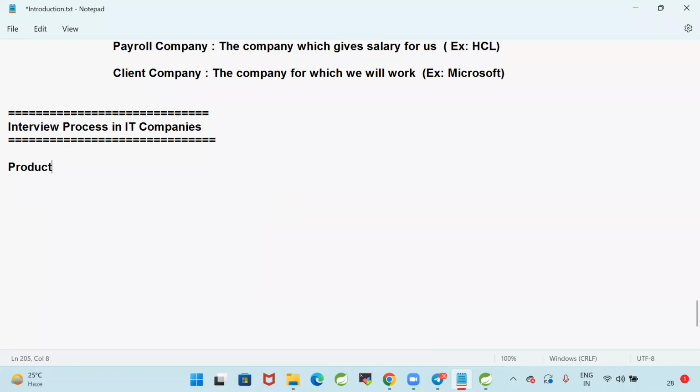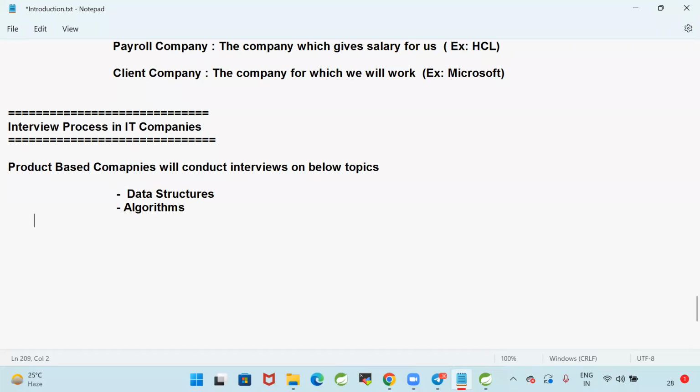Guys, product-based companies will conduct interviews on the below topics. Whether you are a fresher or whether you have 3 years or 10 years of experience, the product-based companies will conduct the interviews on the below topics. The most important thing for product-based interviews is data structures. How to organize the data, structures, algorithms, design patterns, system design, problem solving, coding tests.